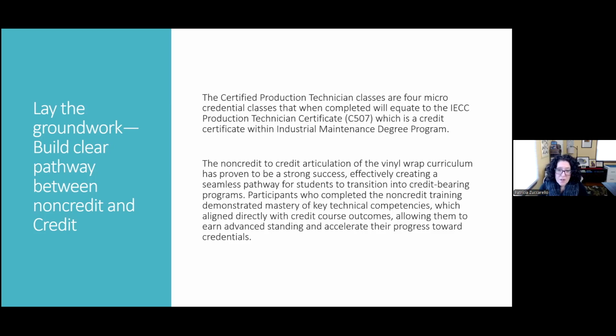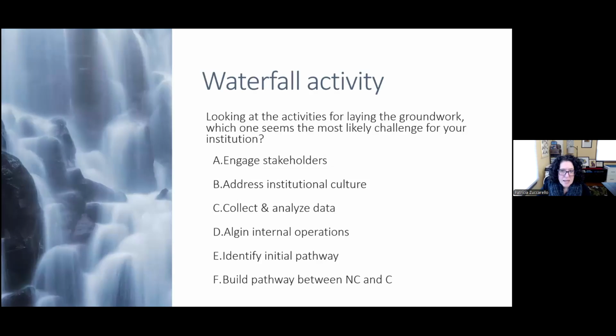And then this other example from the vinyl wrap curriculum, and then again, this idea about demonstrating mastery. So kind of leaning more into competency-based education for this idea. And then aligning those competencies directly with course outcomes places the student in a certain place in that stream of that credit curriculum. So I thought those were both really great examples of how to think about that.